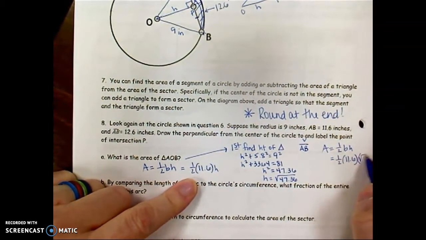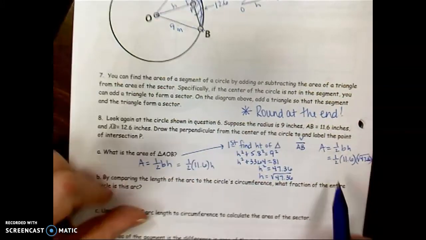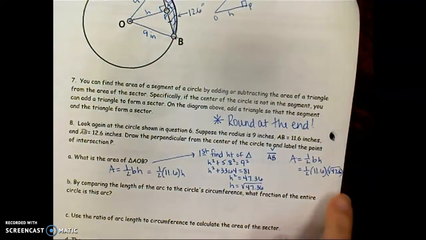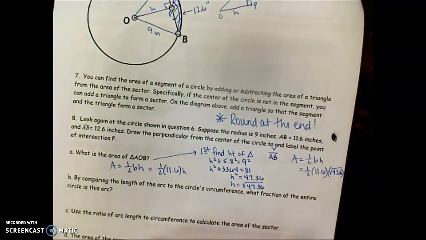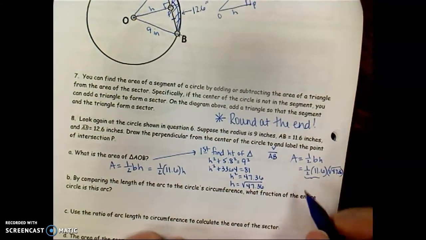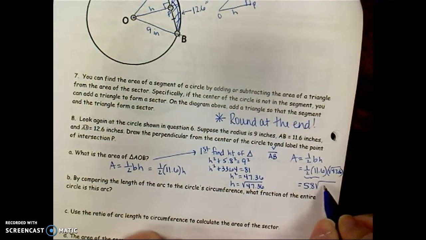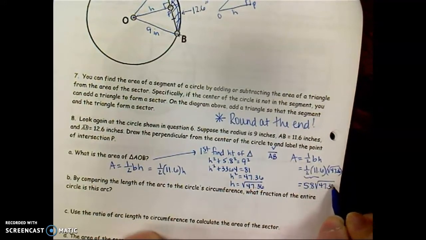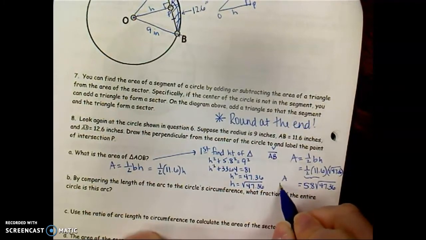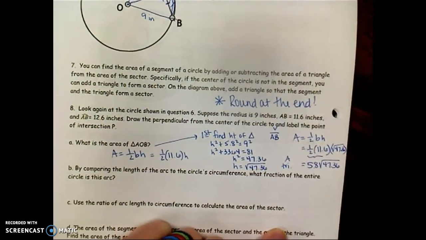It is the square root of 47.36. Now again, I'm not just going to type that in my calculator because remember that's an irrational number. But I can go ahead and simplify half of 11.6, which is 5.8. So we get 5.8 square roots of 47.36 as the area of the triangle.